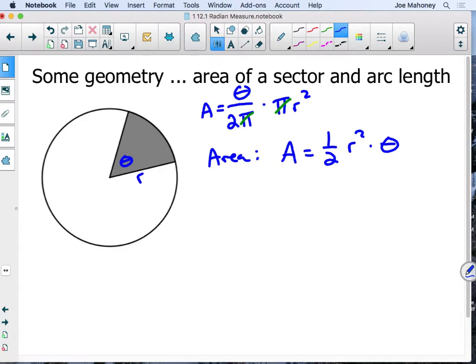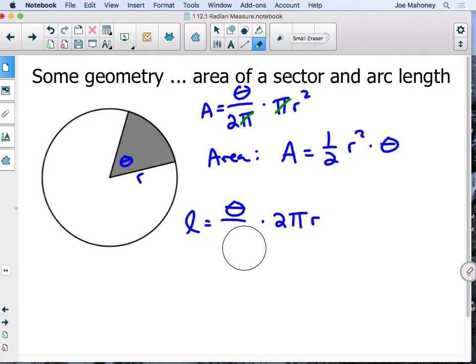The arc length, remember, is a percentage or a fractional part of the circumference. So we knew that arc length from our geometry lessons was theta over 360 times the circumference, which is 2 pi r. But doing a similar thing, let's change the 360 degrees to 2 pi radians. Oh, you want to talk about beautiful stuff, right? Look at this. 2 pi, bye-bye.